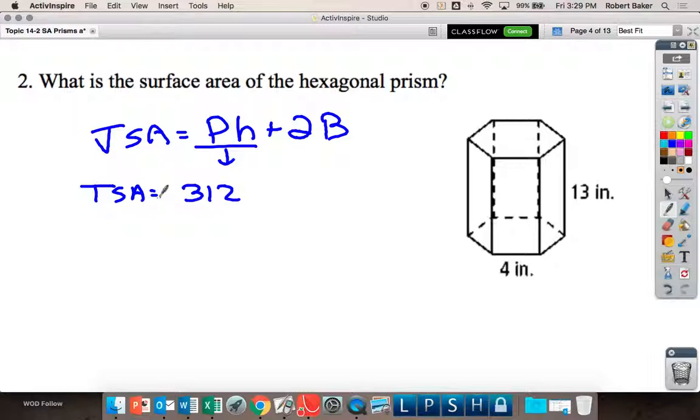You know how we did the base last time where we found it? Wasn't it 24? That's the perimeter of the base. Now you have to go back and find the area of the base, and the base is a hexagon. So you have to figure out how to find the area of a hexagon. Is it a regular hexagon? It is. Turn it into triangles.